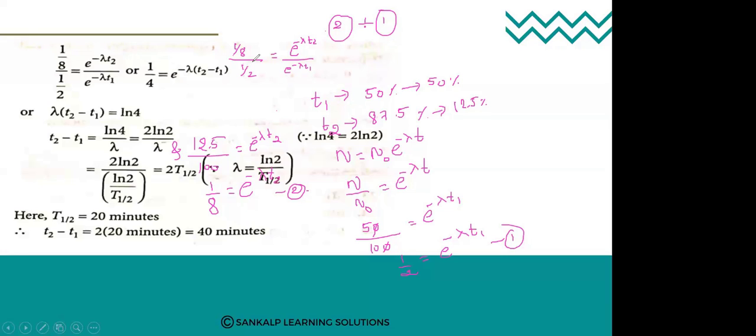Not understand calculation, please tell me. Here it is equal to e raised to minus lambda (t2 minus t1). So this is an exponential; if you transfer it to the other side, this will be taken as ln. So here this will become ln of 1 by 4.